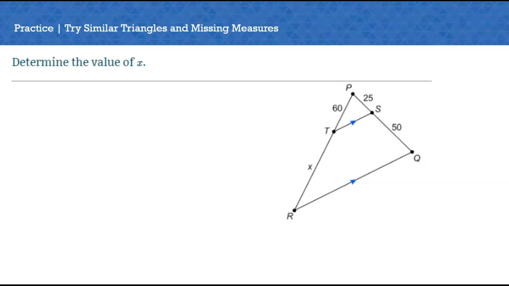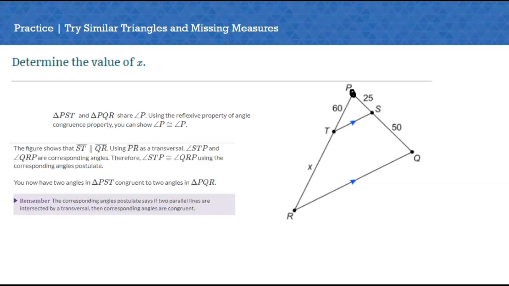Now we can determine the value of x with the same information that we've already been using. Notice that we have a triangle here, but we're missing the length of this line segment. So the first thing that we're going to do is take triangle PST and triangle PQR, and notice that they share angle P. Using the reflexive property of angle congruence, we can show that angle P of both triangles are equal.